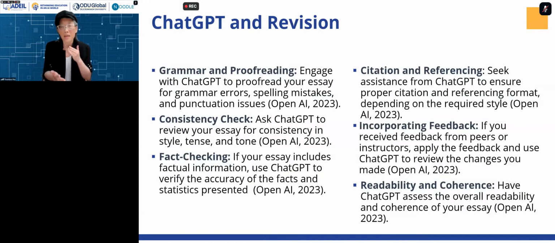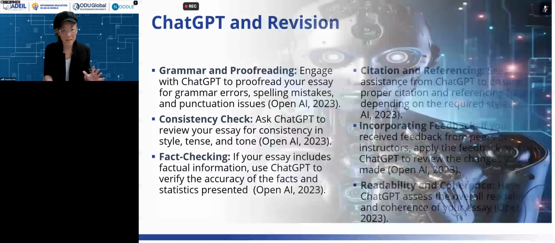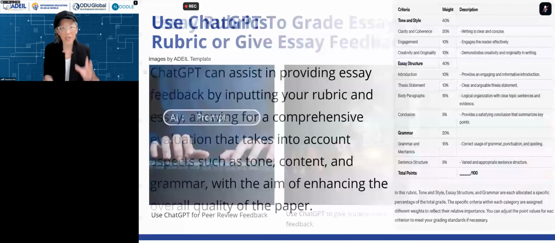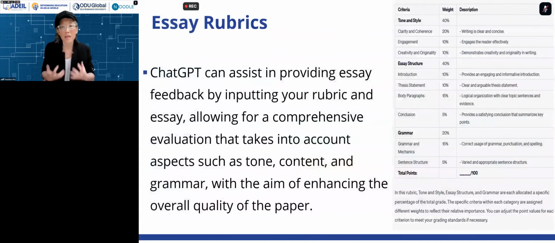Now, other AI tools, which I'll talk about later, are much better at giving reliable sources, such as Bing AI, Google Bard, or Perplexity AI. And so I would hesitate to rely on ChatGPT for sources, but it's very good with essay structure for pre-writing purposes and for rewriting purposes. And so here, use ChatGPT for peer review feedback, use ChatGPT to give student paper feedback, and use ChatGPT to make writing grading rubrics. And so teachers can use ChatGPT to create writing rubrics.